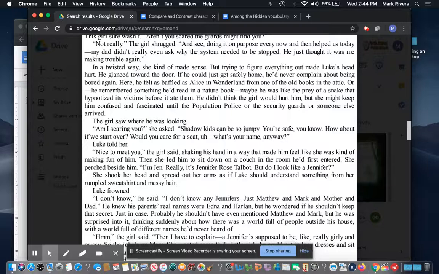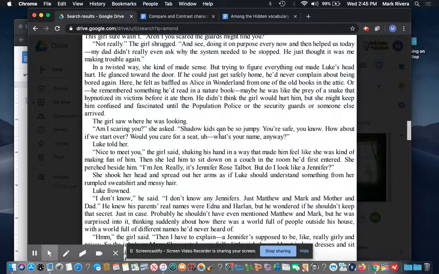Here he felt as baffled as Alice in Wonderland from one of the old books in the attic. Or he remembered something he read in a nature book. Maybe he was like the prey of a snake that hypnotized its victims before it ate them. He didn't think the girl would hurt him, but she might keep him confused and fascinated until the population police or the security guards or someone else arrived.